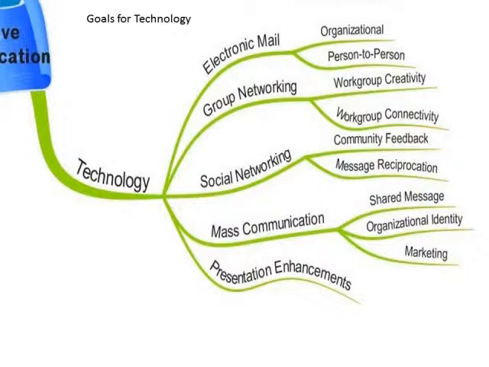Group networking also facilitates work group connectivity. Social networking can be viewed as a conversation with the public, between the organization and the public, and can provide community feedback and give an organization the opportunity to reciprocate community feedback. Mass communication is more unidirectional.